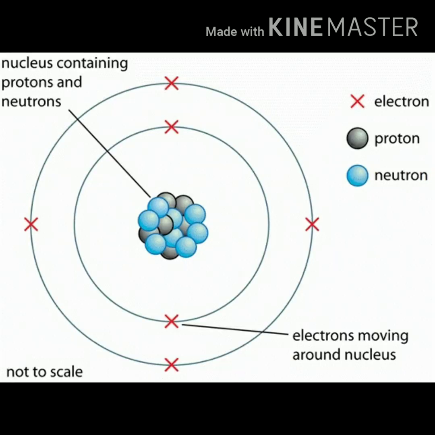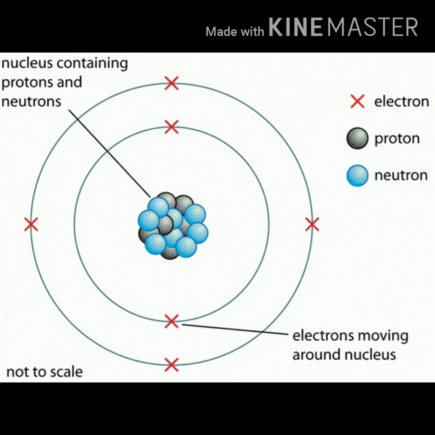I have already explained an atom consists of a nucleus in the center, which consists of protons, which are positively charged, and neutrons, which are neutral. They do not have any charge. Then surrounding the nucleus, we have orbits in which you find electrons. The electrons are negatively charged.